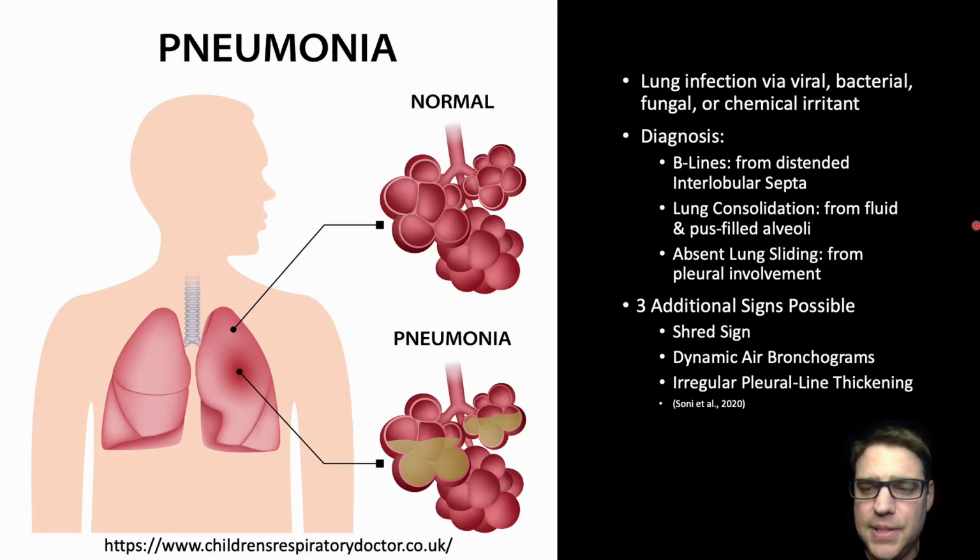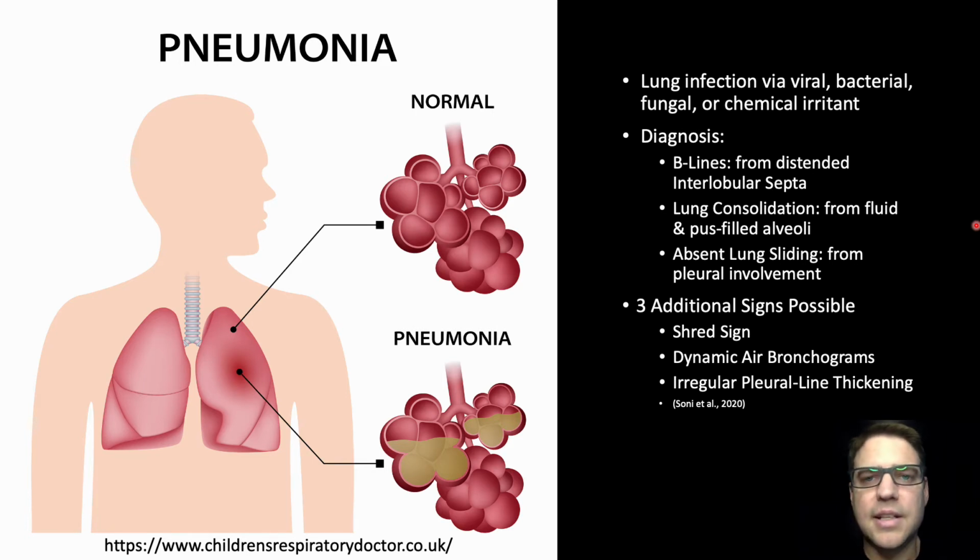Another frequent source of dyspnea is pneumonia. Pneumonia is a lung infection caused by a viral, bacterial, fungal, or chemical irritant. With pneumonia, the infected region experiences an increase in capillary permeability, leading to localized edema. The edema distends the interlobular septa, creating unilateral B lines. In addition, the edema and infectious process fills the alveoli with fluid, pus, and other biological debris, impairing gas exchange and leading to lung consolidation. As the infectious process reaches the pleural line, which it almost always does, it interferes with normal lung sliding.